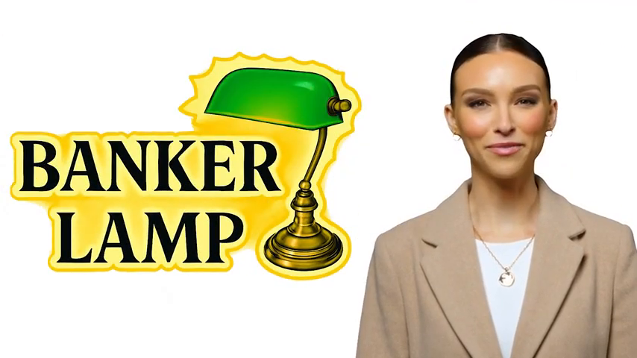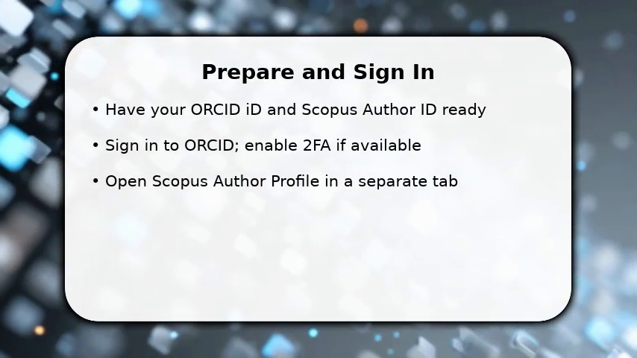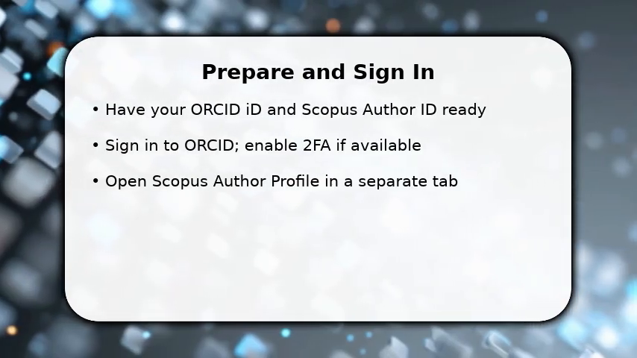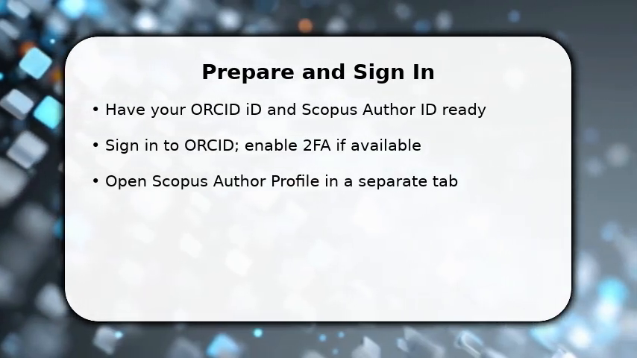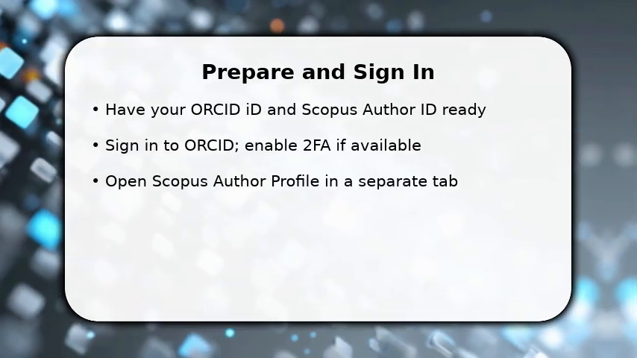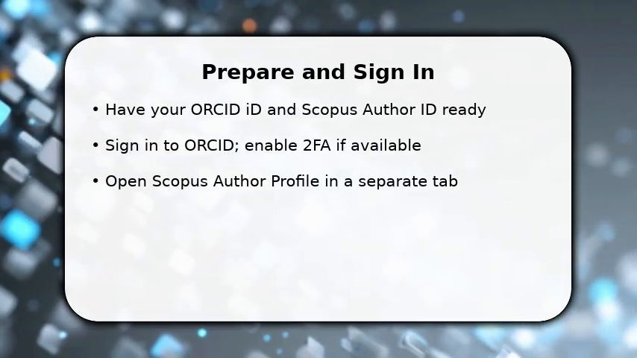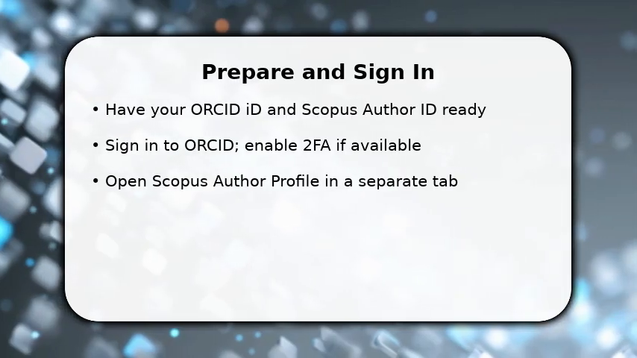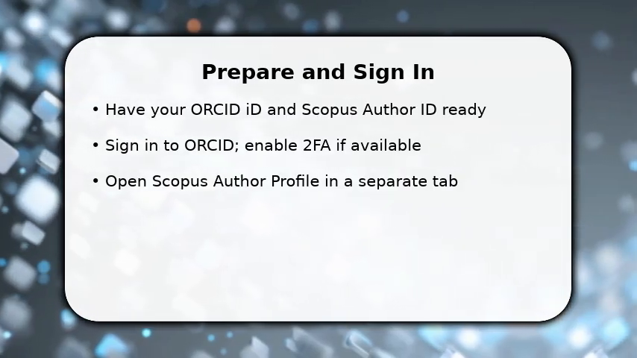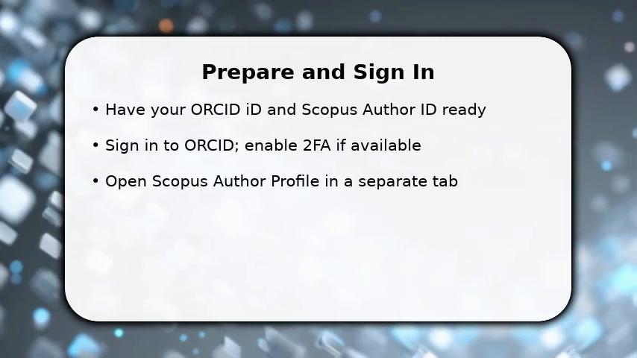Please enjoy the video. You'll start by confirming two essentials, your ORCID ID and the Scopus author ID. Sign in to your ORCID account now. Once signed in, make sure your email is verified. Next, open Scopus and locate your author profile. Use the author search to find the correct record.